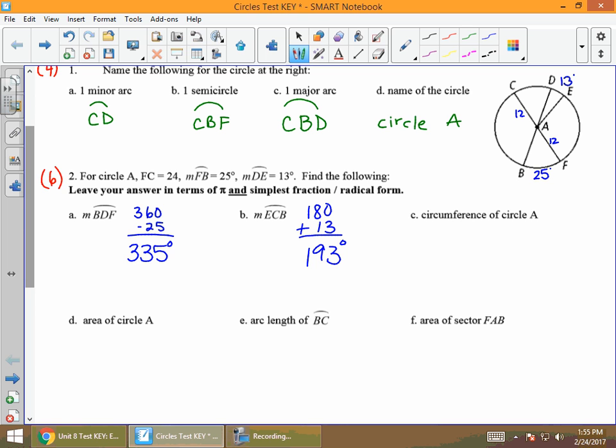Part C, it wants me to find the circumference, and I know that C is equal to pi times the diameter. And I know that the diameter is 24. So the diameter is 24, and the circumference is 24 pi.